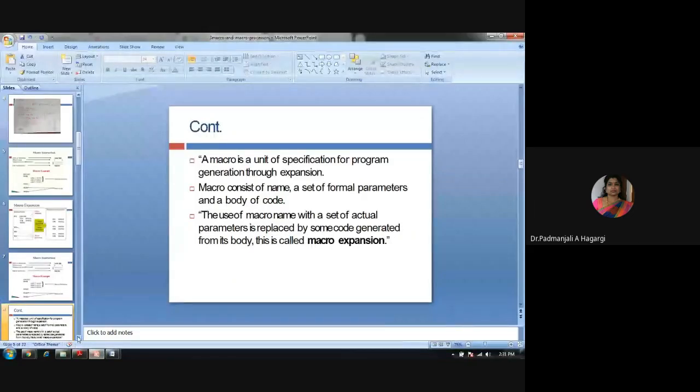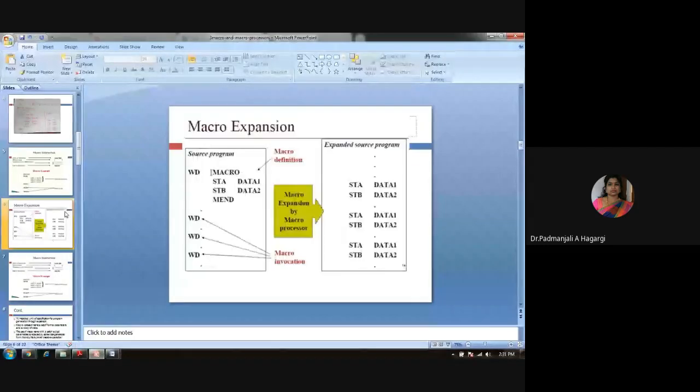A macro is nothing but a small unit of a program which can be expanded during the expansion time, I mean during the macro call time. A macro has a macro name, macro parameters, and its body. And macro expansion, how does it take place? Macro expansion takes place using the macro invocations in the source program.